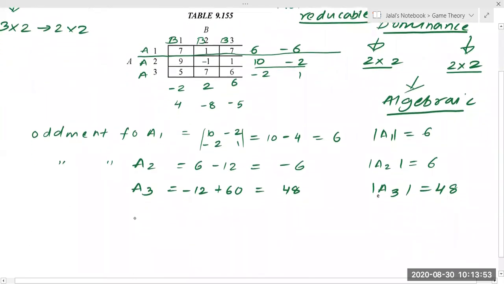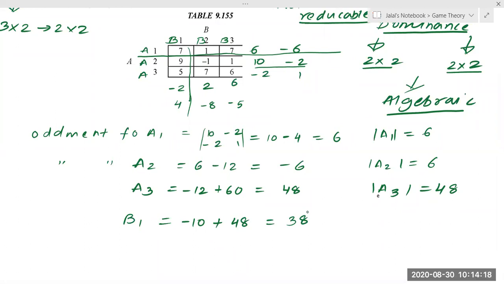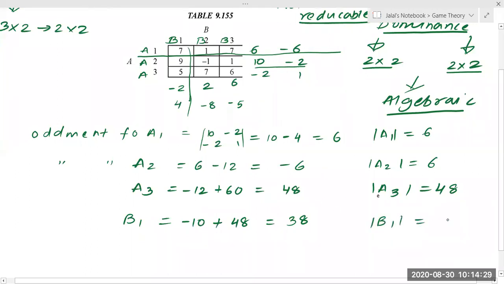Okay, now we will take oddment of B1. So when we take oddment of B1, we will leave this value. Now what will remain is minus 10, then minus minus plus, correct? This is how much? 48, correct? So this will come out to be 38 if I am not wrong. Just check it once. Minus 10, minus minus plus, okay. So it will become 48. So minus 10 plus 48 will be 38. So mod of B1 will be 38 only.